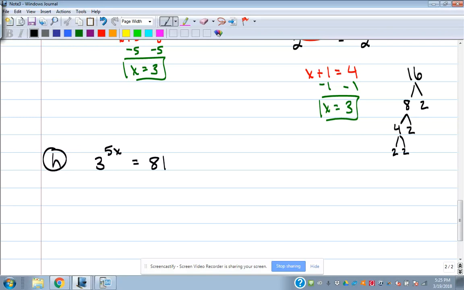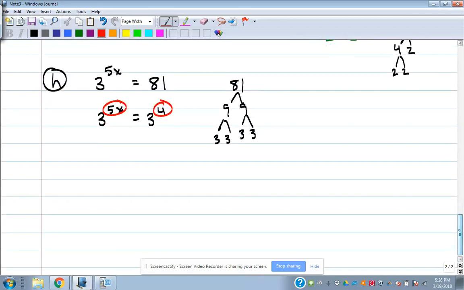Same way with 81 here. What do we know about 81? It's divisible by 9. It's 9 times 9. 3, 3, 3, 3. Oh, it's 3 to the 4th power. So 3 to the 5x equals 3 to the 4th. My equation then becomes 5x equals 4. X is 4/5.